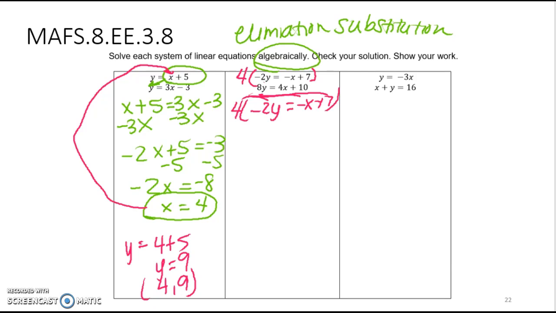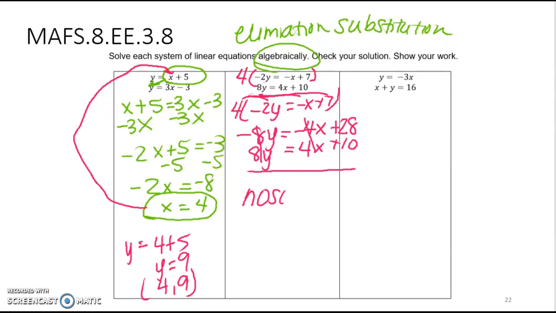We distribute that 4, so 4 times negative 2y is negative 8y equals negative 4x plus 28. I'm going to rewrite that second original equation. And something weird is going to happen here. My y's cancel out. And it actually looks like my x's cancel out. So because of that, there's no solution.